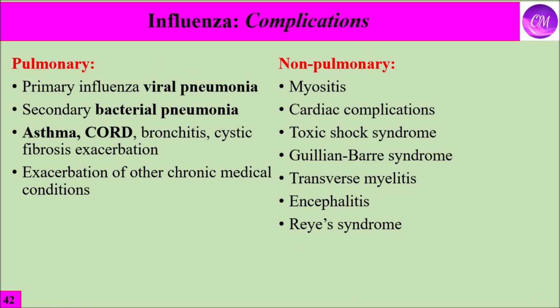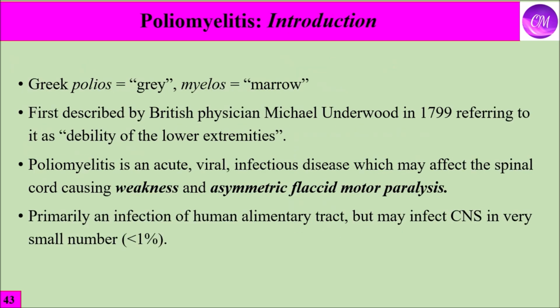Complications of influenza are divided into two groups, pulmonary and non-pulmonary. Pulmonary complications are the primary influenza viral pneumonia, secondary bacterial pneumonia, asthma, then chronic obstructive respiratory diseases, bronchitis, cystic fibrosis exacerbations. Exacerbation of other chronic medical conditions also may be complications of influenza. But non-pulmonary complications are the myositis, cardiac complications, toxic shock syndrome, the Guillain-Barré syndrome, transverse myelitis, encephalitis, and Reye syndrome.